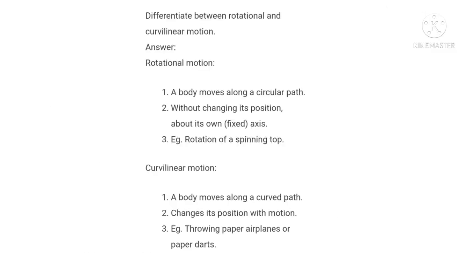Differentiate between rotational and curvilinear motion. Answer. Rotational motion. First point. A body moves along a circular path. Second point. Without changing its position about its own axis. Third point. Example, rotation of a spinning top. Curvilinear motion. A body moves along a curved path. Second point. Changes its position with motion. Third point. Example, throwing paper airplanes or paper darts.